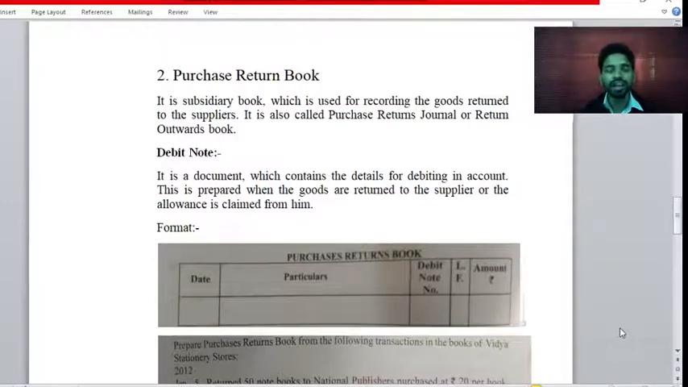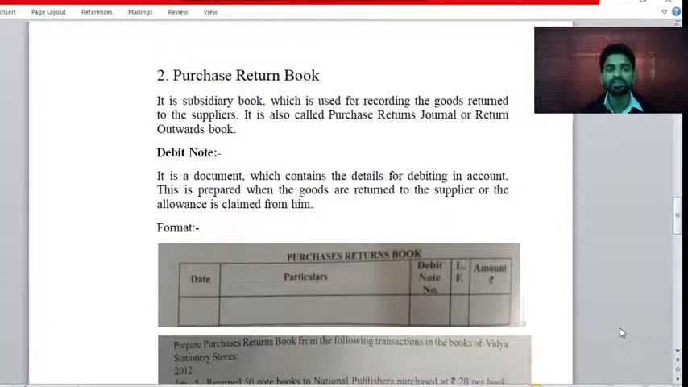Only those transactions are recorded in the purchase return book, and they must be credit transactions only. They should not be asset transactions. Whatever is related to assets is not recorded in the purchase return book.